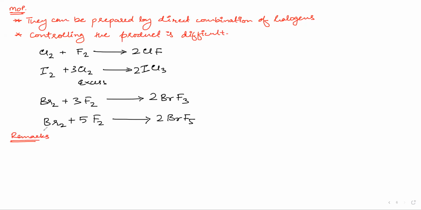Okay, please write this with me, there is nothing to explain here. Okay, the first thing is that these all are covalent in nature. All are covalent in nature. Second point is that all are diamagnetic.